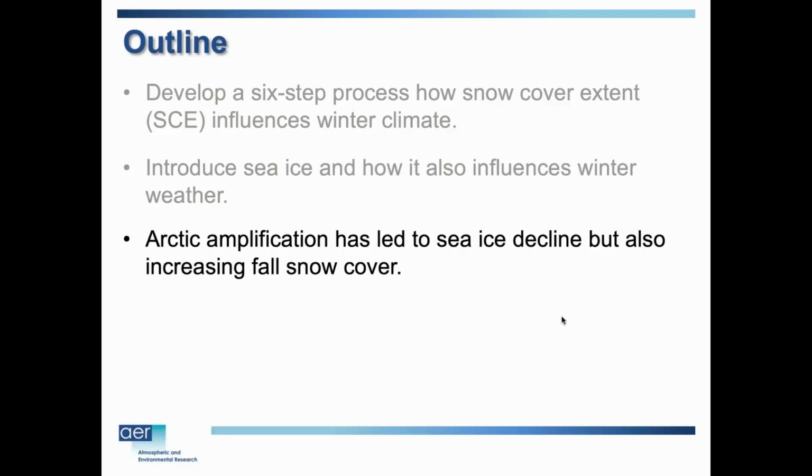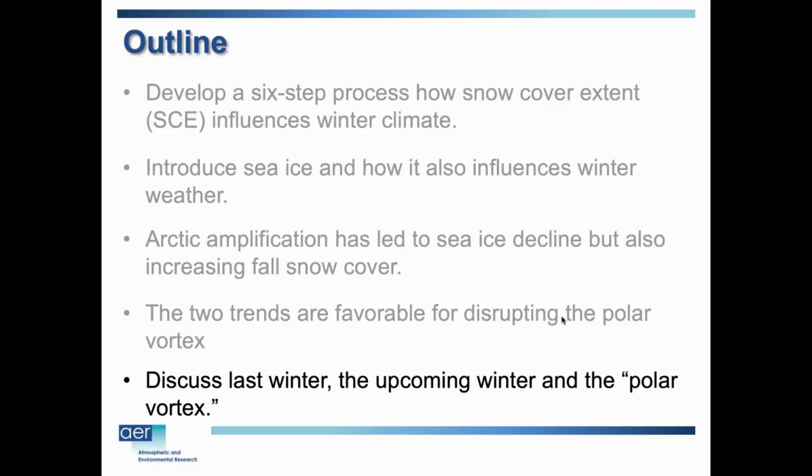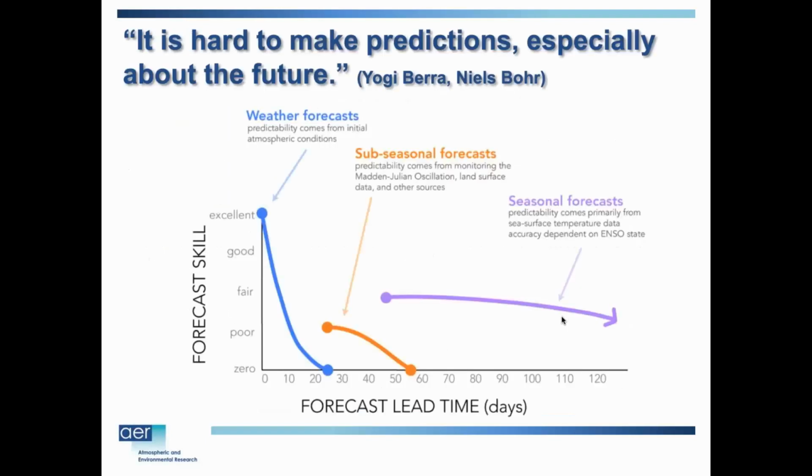Then I'm going to segue a little bit into climate change, how Arctic amplification, the accelerated Arctic warming, has led to sea ice decline, but also increasing fall snow cover. That's a surprising result. And these two trends are favorable for disrupting the polar vortex. I'll talk about trends in the polar vortex towards the end of the talk, and discuss a little bit last winter, and of course the upcoming winter and the polar vortex.